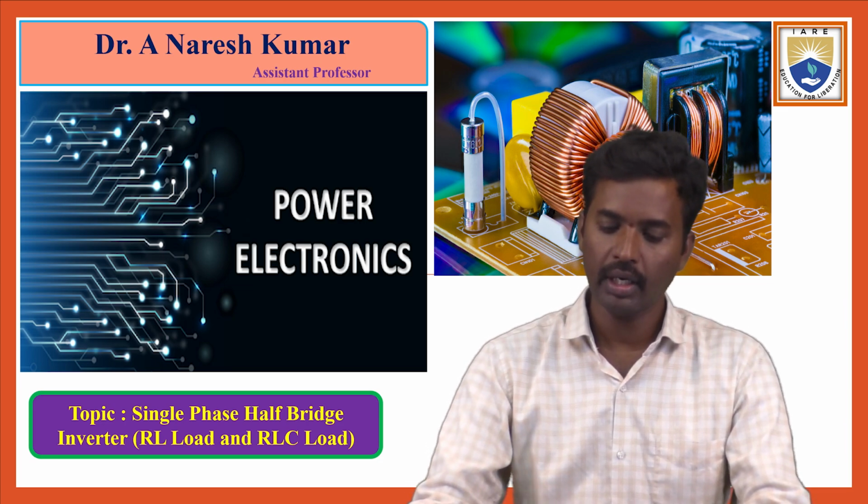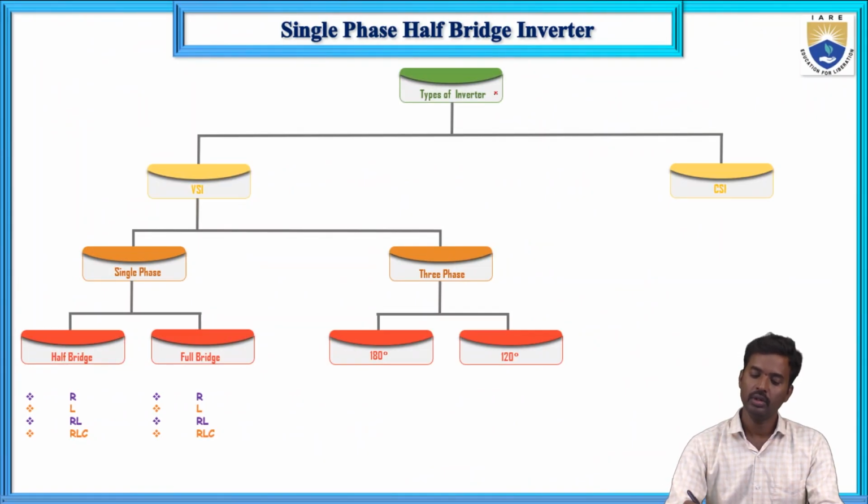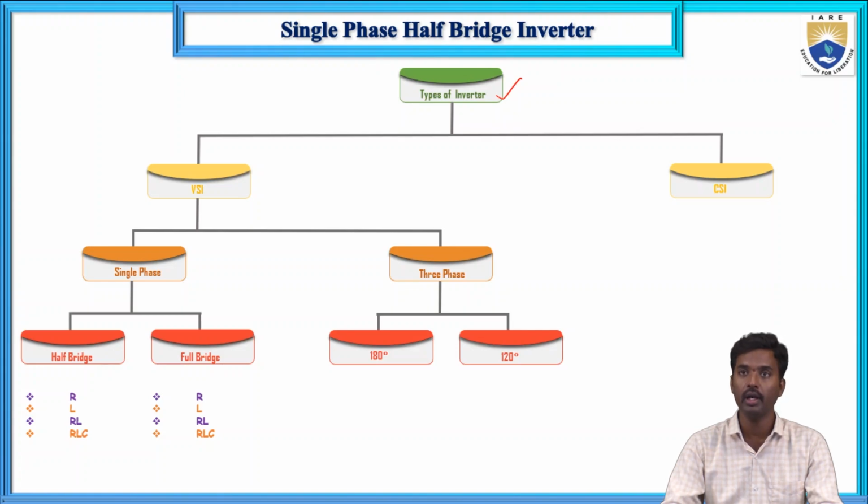Here the types of inverters: voltage source inverter. Voltage source inverter means the output voltage is constant, independent of the load, whether it is R load, L load, RL load, or RLC type of load. The output voltage is constant.